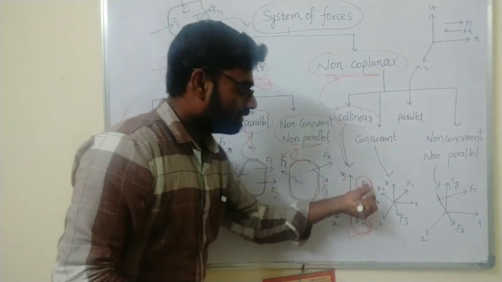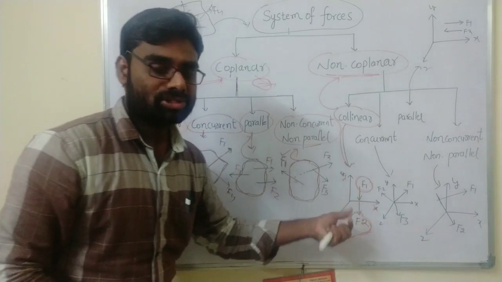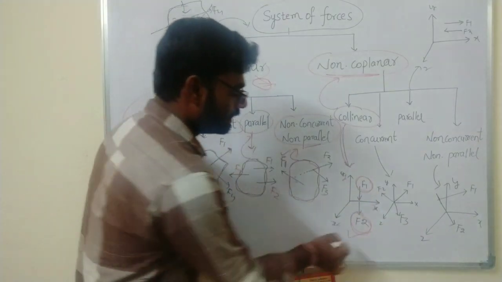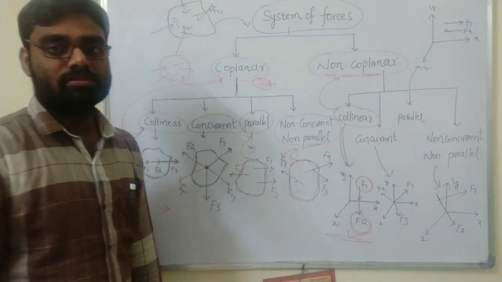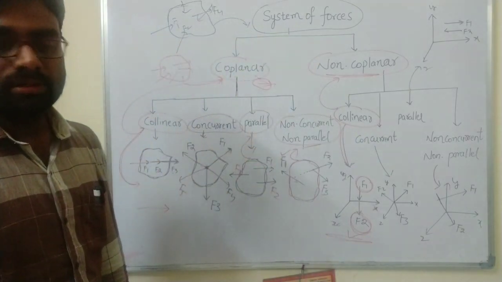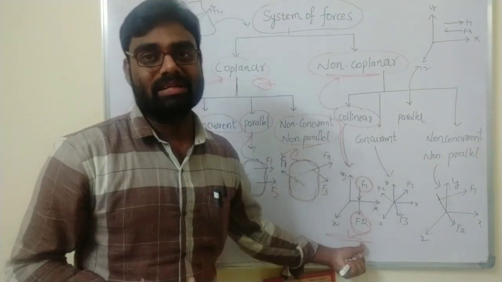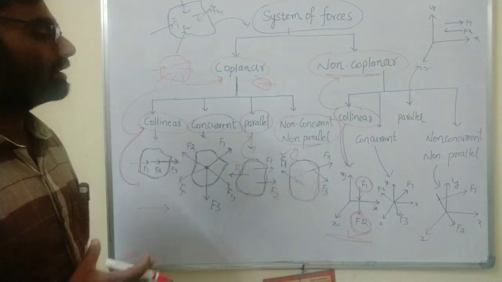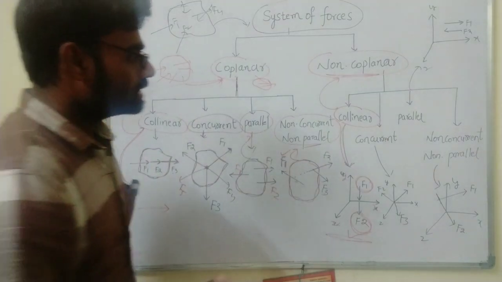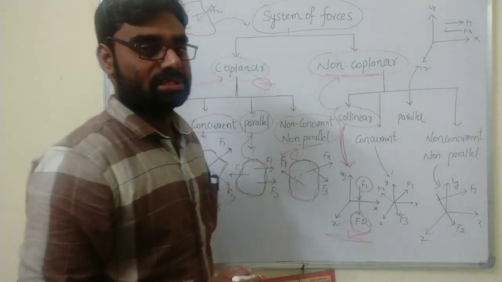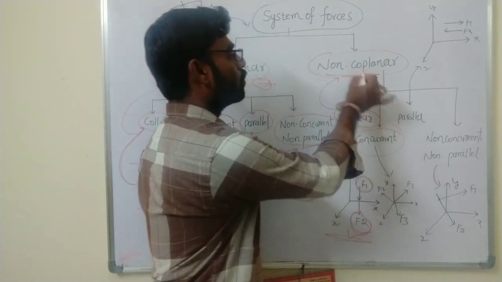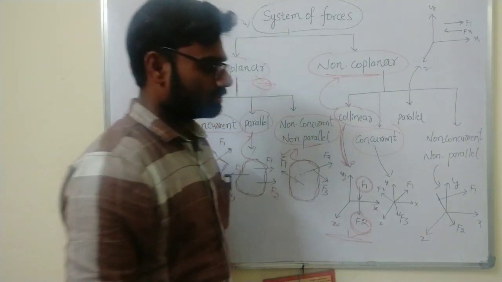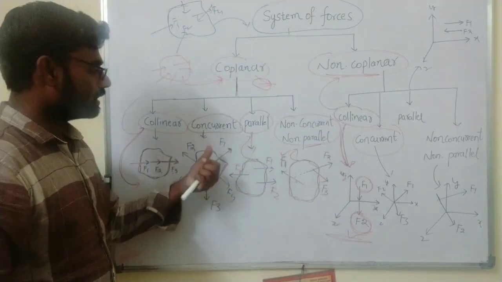See, the line of action of all the forces acting in a straight line, but in different planes. All the forces acting in different planes. Okay. So this is known as collinear non-coplanar forces. The next one is concurrent non-coplanar forces. In concurrent, all the forces intersect at a point, that is known as concurrent.